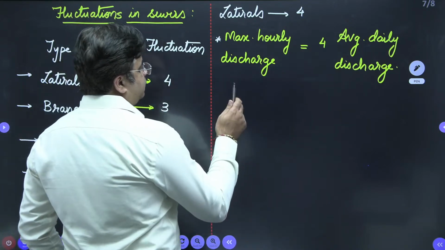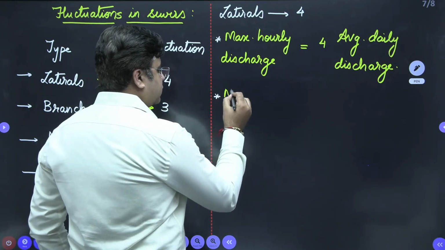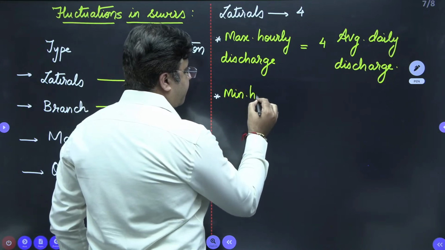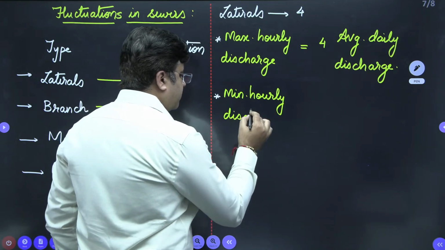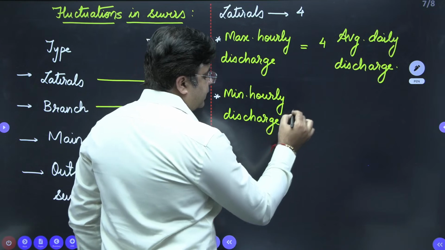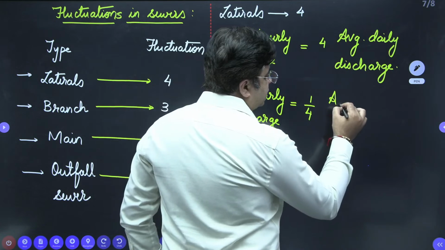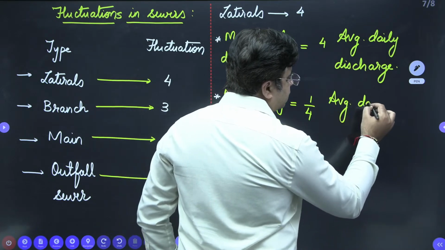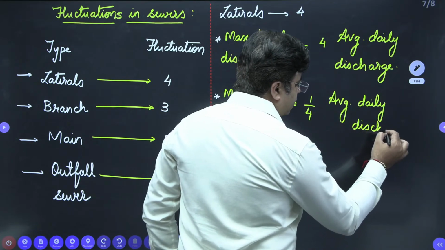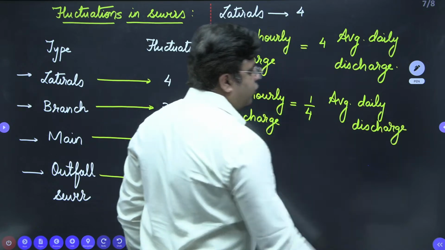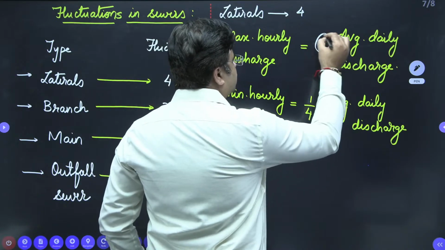Next, minimum hourly discharge is equal to 1 by 4 times of average daily discharge. So, this is how you should use, right.